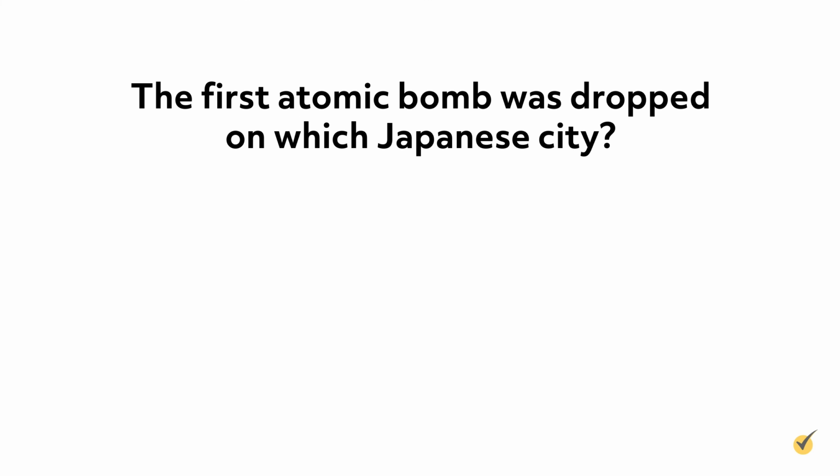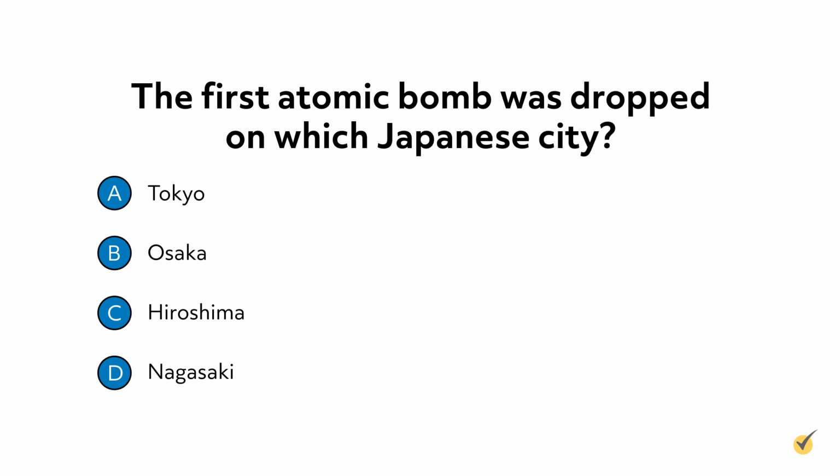Question number 3. The first atomic bomb was dropped on which Japanese city? A. Tokyo. B. Osaka. C. Hiroshima. Or D. Nagasaki. The answer is C. Hiroshima.